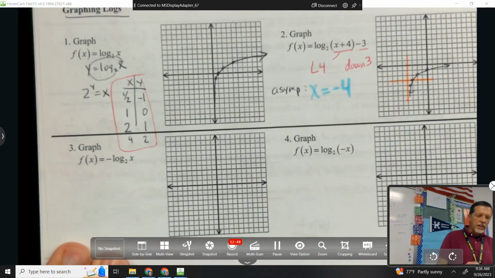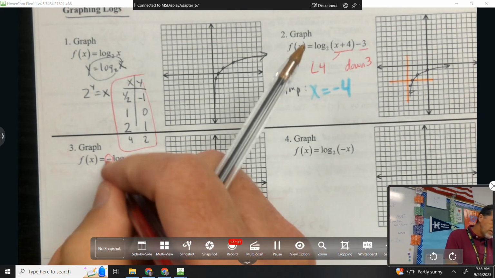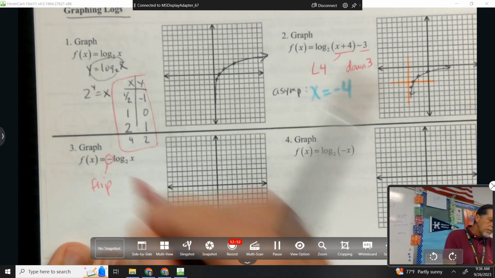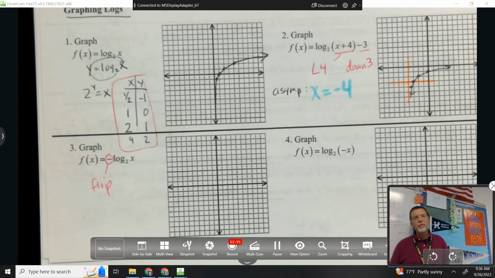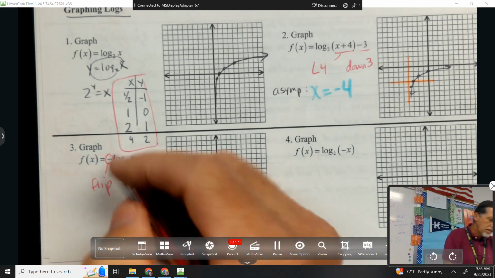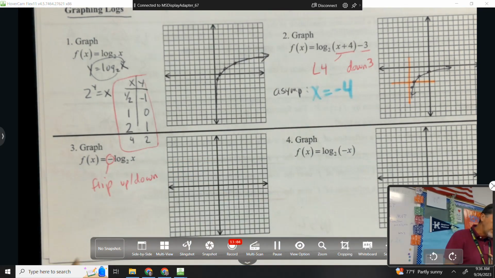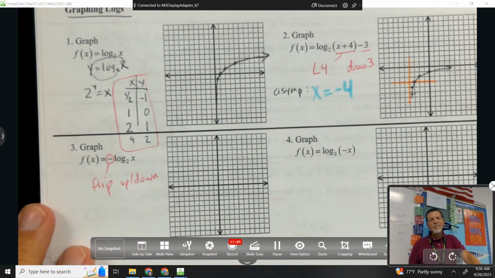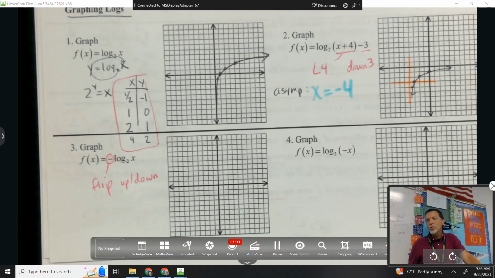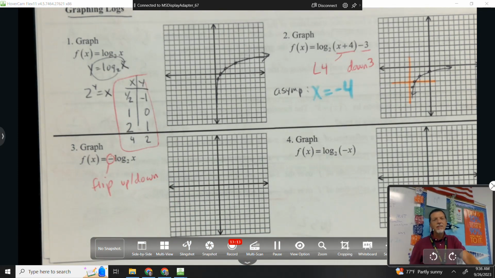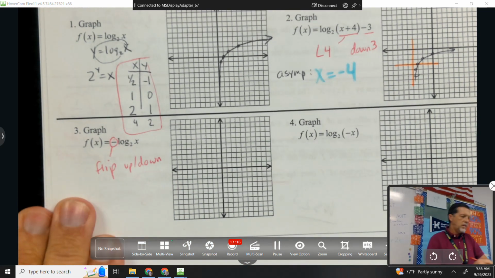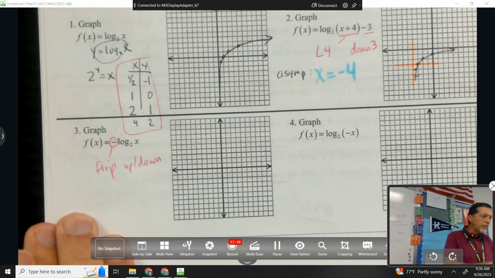Number 3, what's the negative out front going to do? Be careful when you say flip it. I agree, but are we flipping it left and right or up and down? Up and down. So which set of coordinates, the x values or the y values, which one am I multiplying by negative? Which one is affected here? If I want to accomplish an up and down flip, that would be the y values.